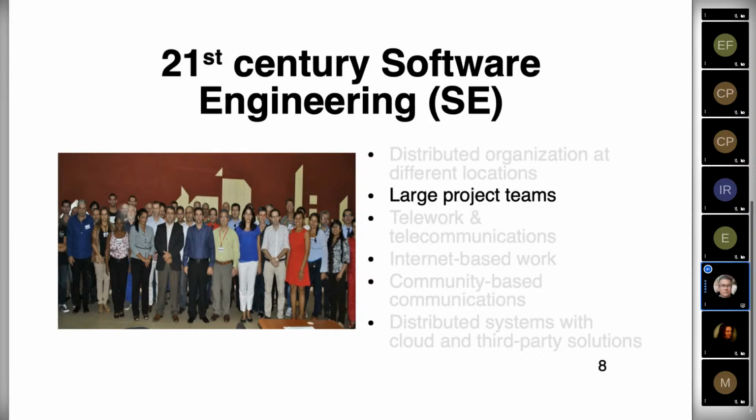For example, based on the information shared by international organizations about software computing, usually the project teams are between 50 and 500 team members. That is a very large project team.